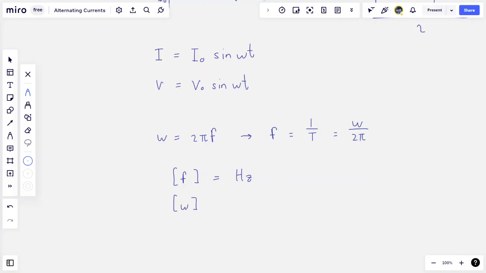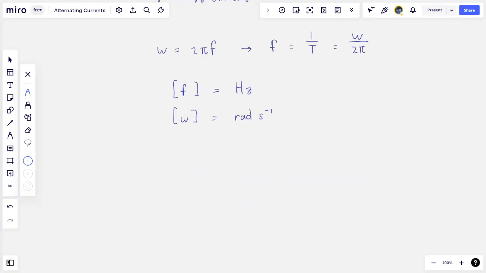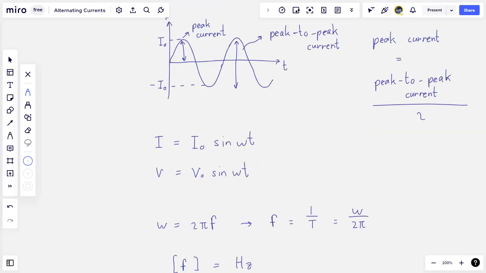Just like waves and oscillations, the angular frequency omega is measured in radians per second, and the period T is measured in seconds. Now, we didn't derive these equations for I and V because they require a little bit of calculus. Actually, turns out quite a bit of calculus.